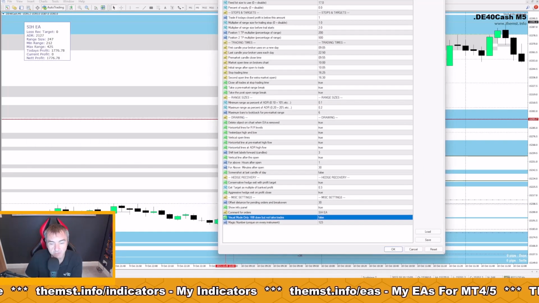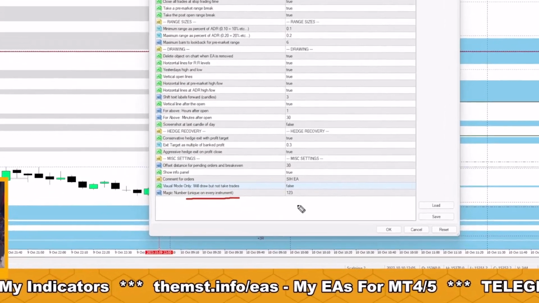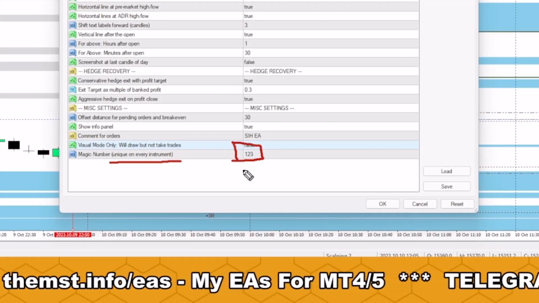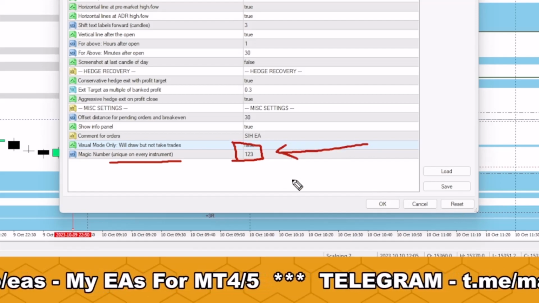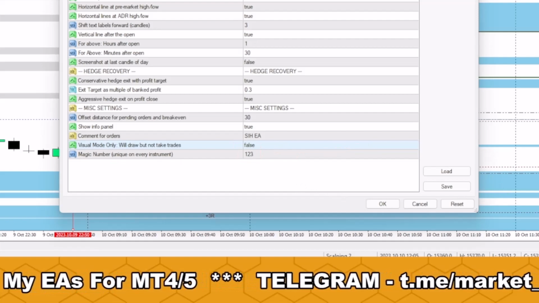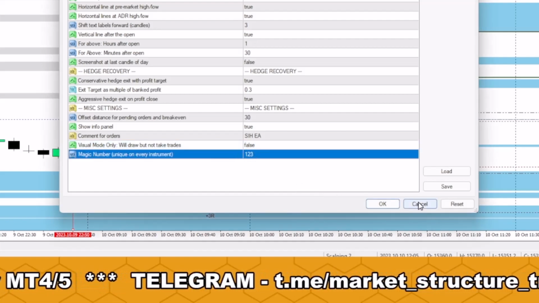And the last one down the bottom, very, very important: magic number, unique on every instrument. This has to be unique on every instrument that you place the EA on. This is what the EA uses to determine which trades it should be managing. As you can see here, the magic number set for the DAX is 123.